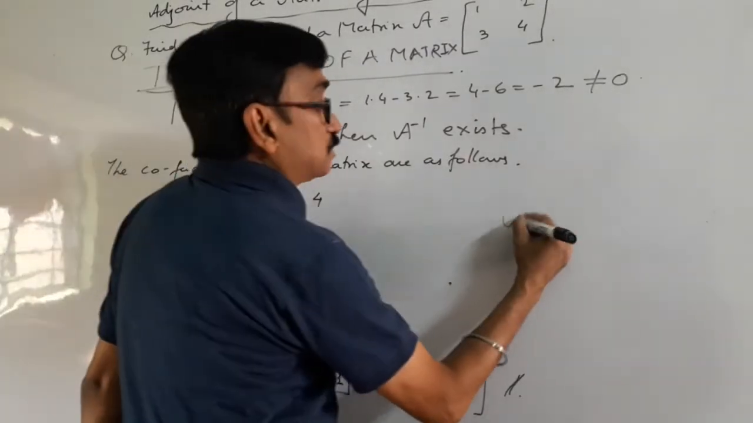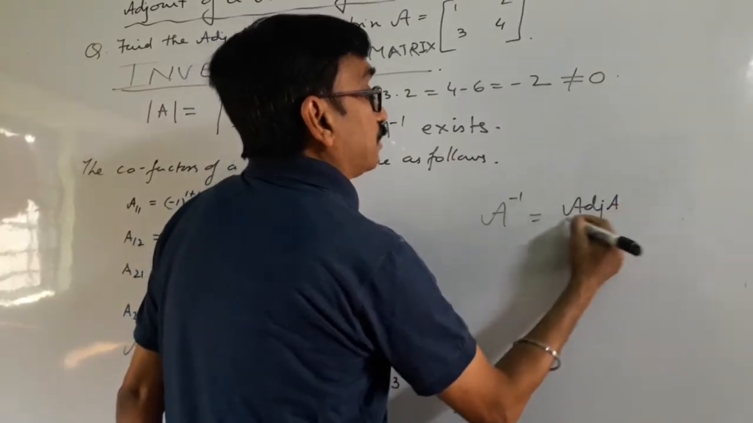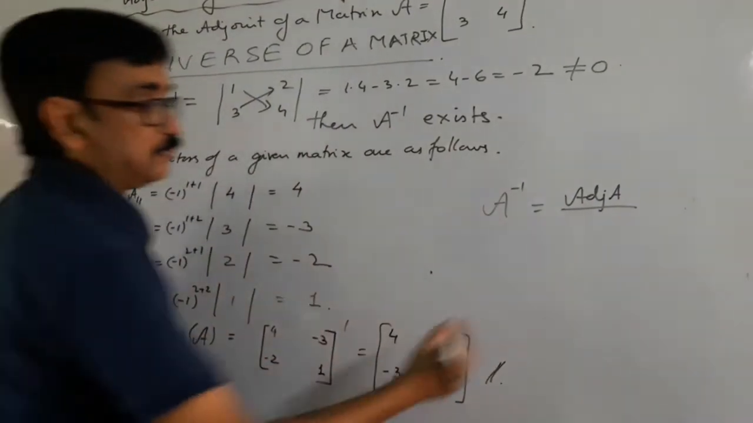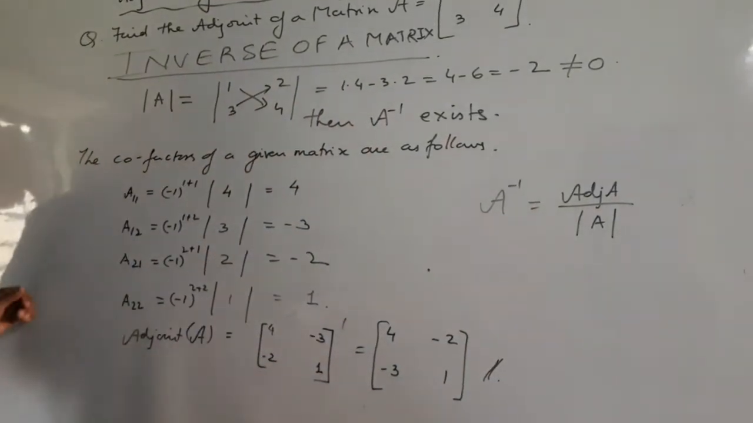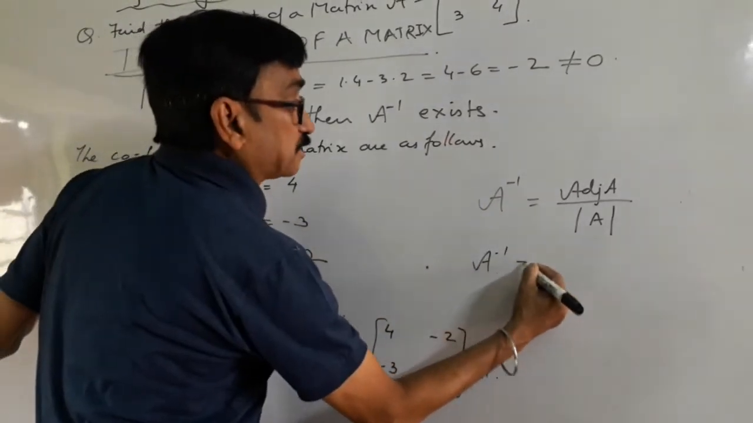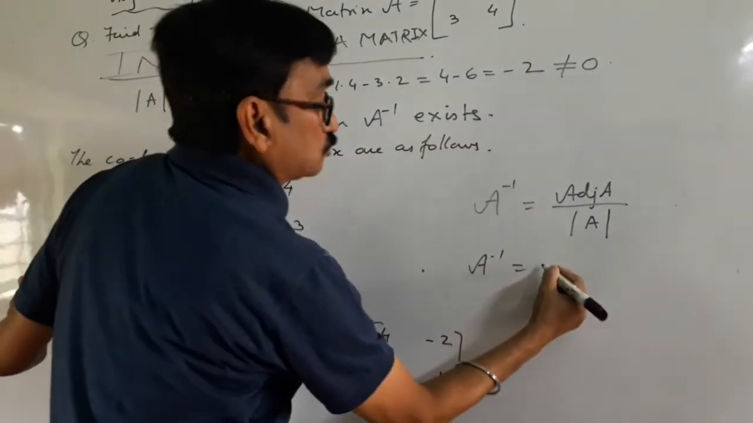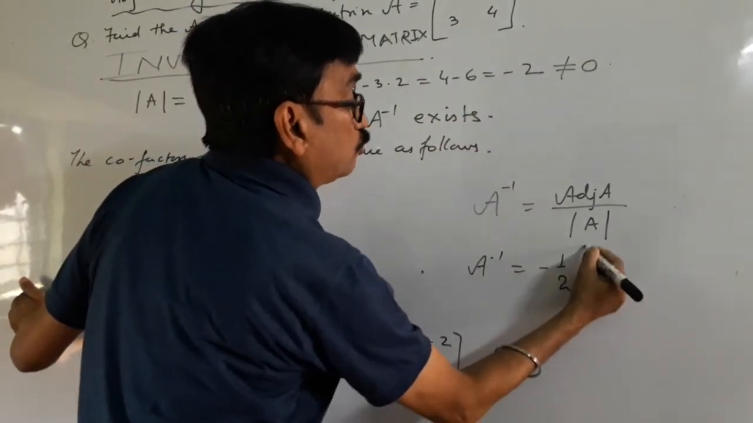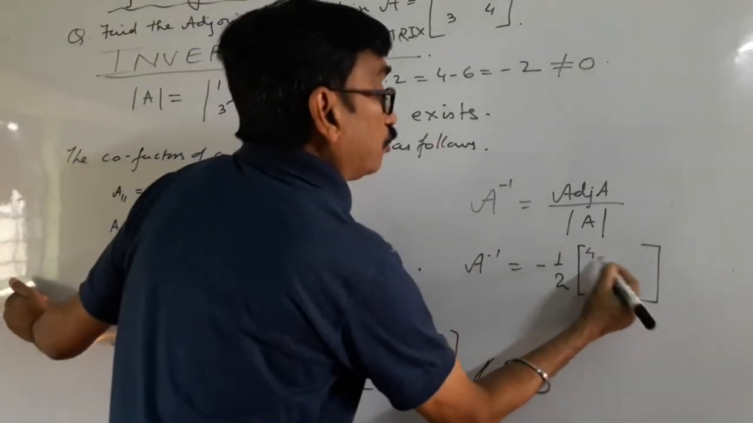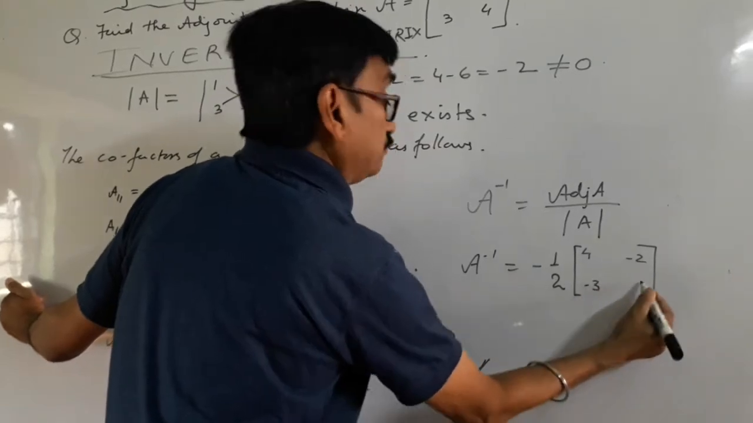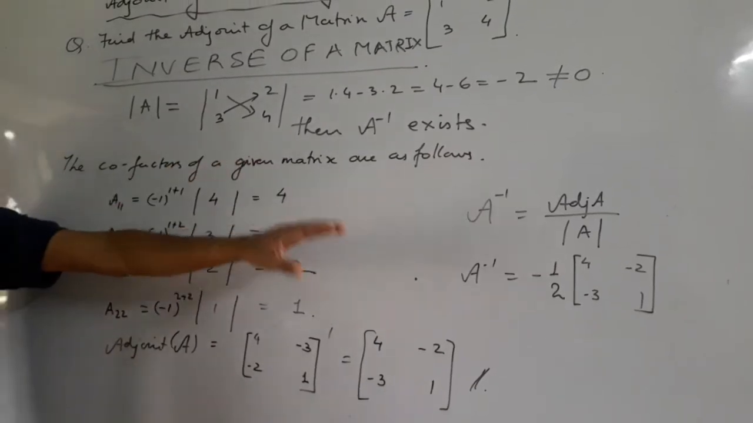Now for inverse, the simple thing we have to do: A inverse is equal to adjoint of A, which we have already calculated here, divided by the determinant value of A. That means the inverse of this matrix, with the determinant value we got, minus 2, will become minus 1 upon 2, and you just write down the adjoint elements: 4, minus 2, minus 3, 1. So this becomes the inverse of a 2 by 2 matrix.